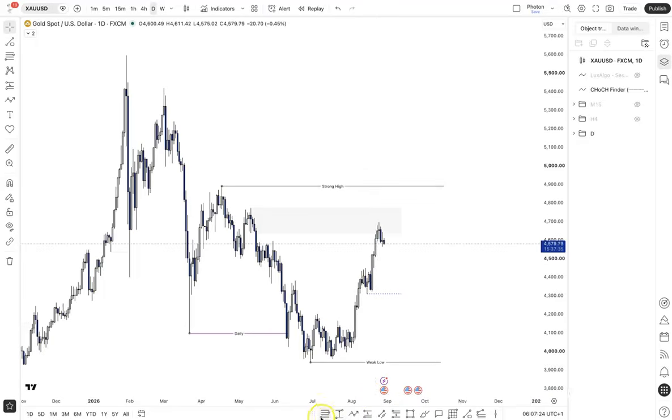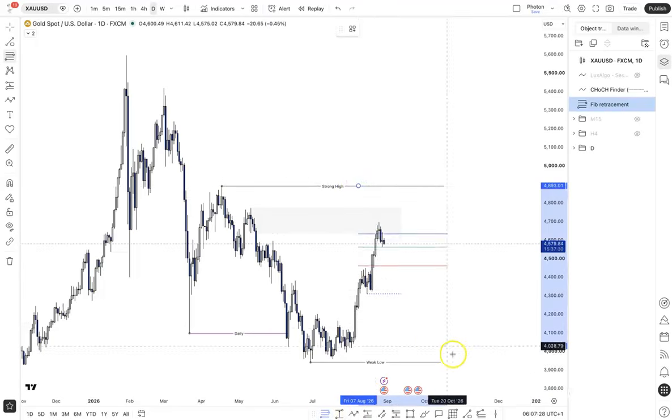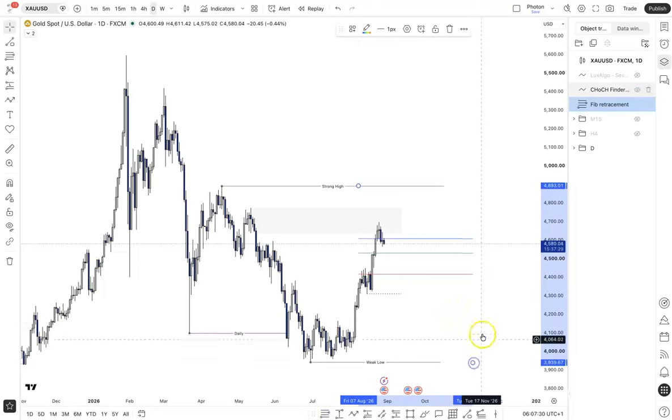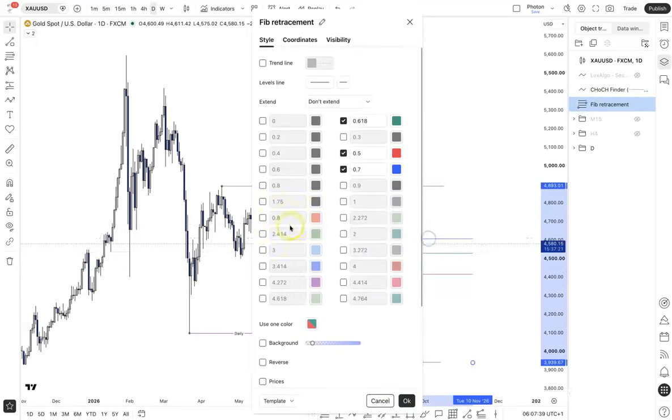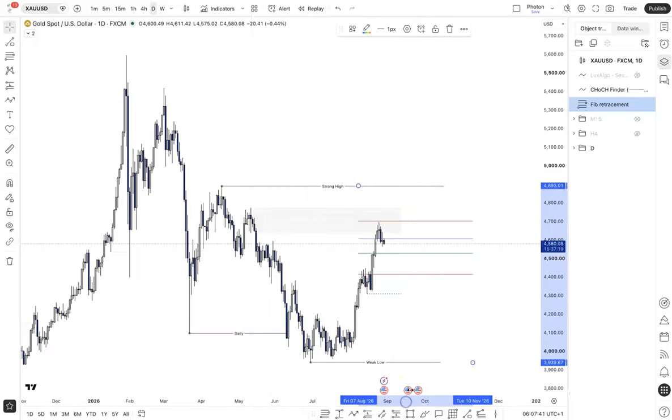Now, till where has this pullback happened? If I just run the fib tool, we can see that this is a very, very deep pullback. This was the 50%. So we already crossed 50%, 70%, almost 80%. Okay. If I just enable the 80%, you can see we are at about 80%. And from there, now we can expect this pullback to be over and continue downwards.